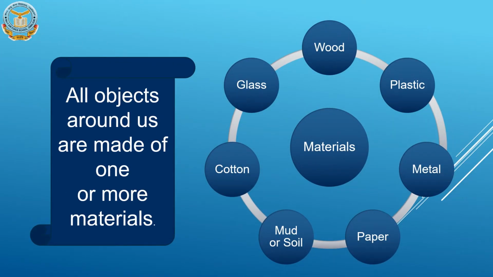All objects around us are made of one or more materials. These materials may be cotton, glass, wood, plastic, metal like copper, iron, gold, paper, mud, or soil.